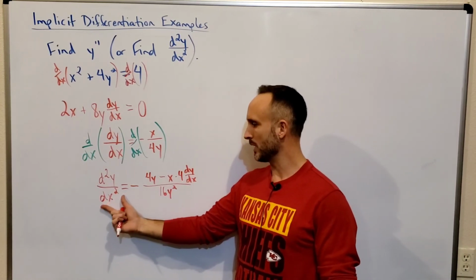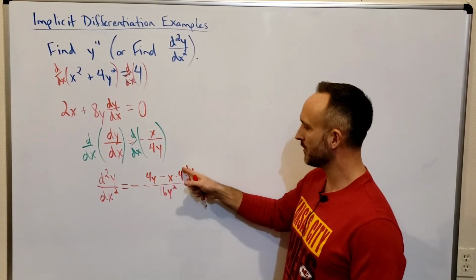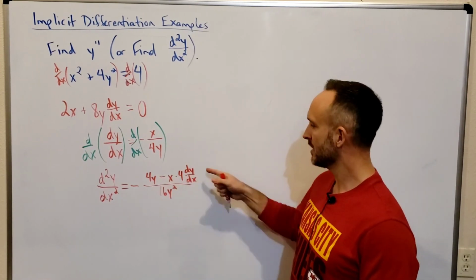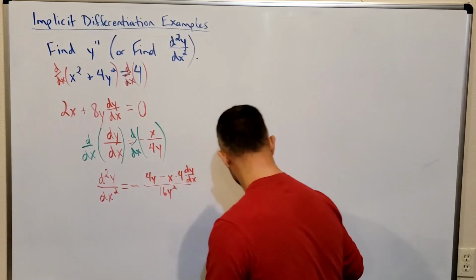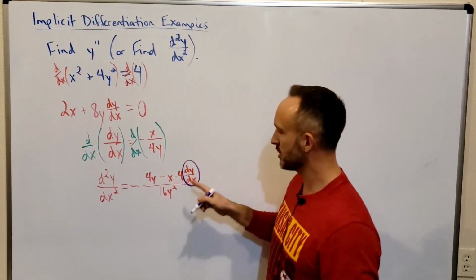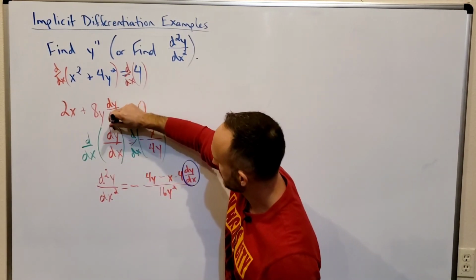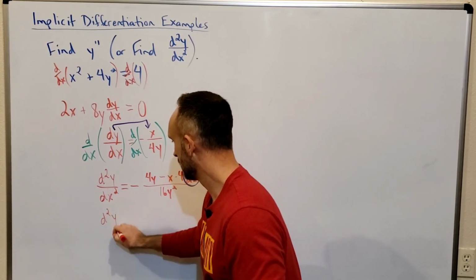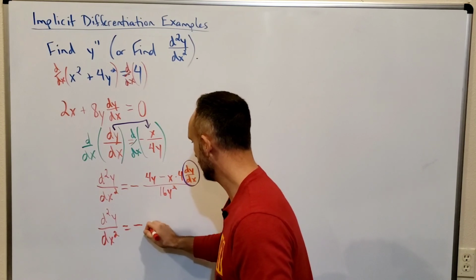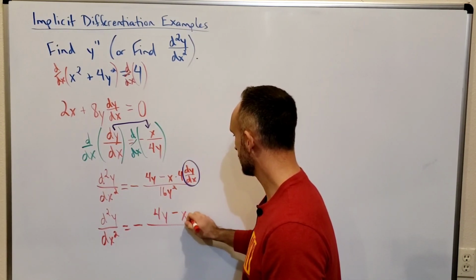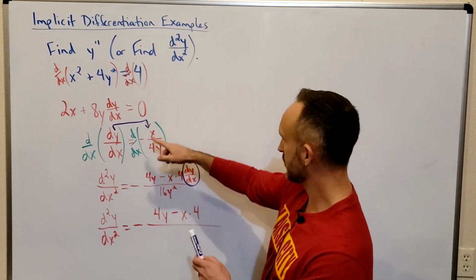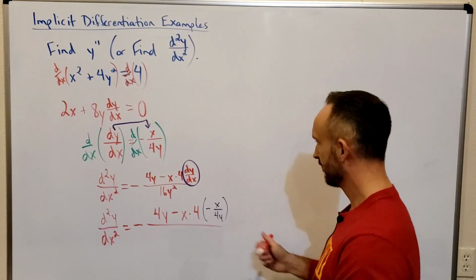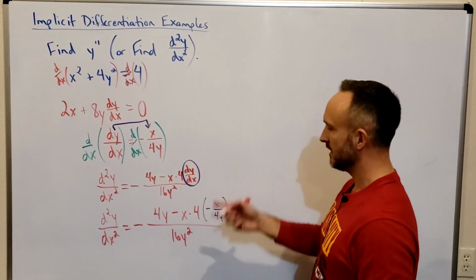Now, we cannot stop here. When we're asked for the second derivative, the answer should not involve the first derivative. Okay? Well, it's okay to have it in terms of x and y, but we don't want it to involve a different derivative. So what we need to do now is replace dy dx with an expression involving x and y. And luckily, we know that dy dx from our previous work is negative x over 4y. So we will make that replacement. The second derivative equals negative fraction 4y minus x times 4 times the first derivative, which is negative x over 4y, all over 16y squared. Now we just clean it up.